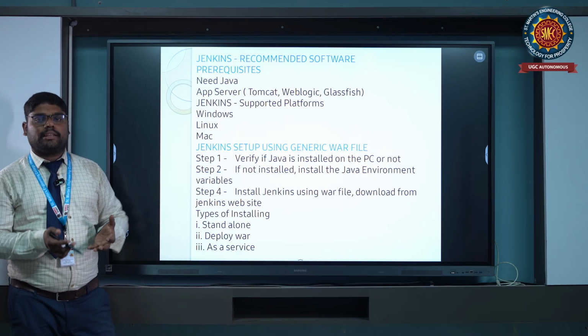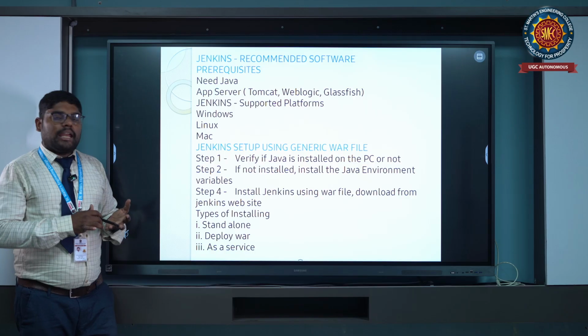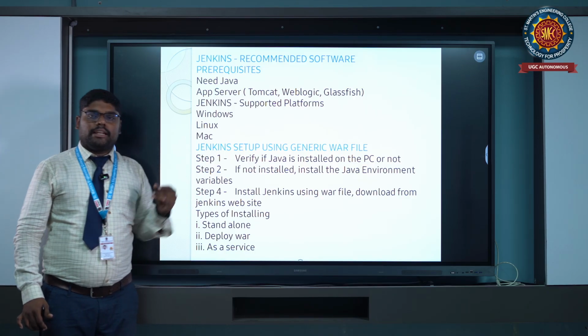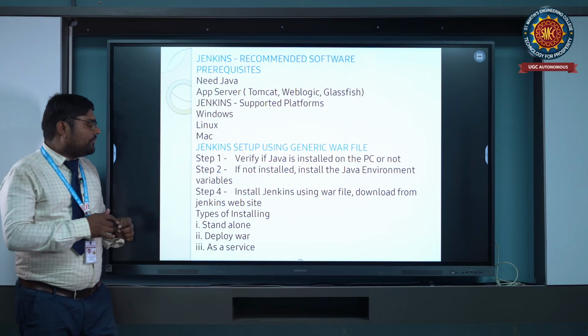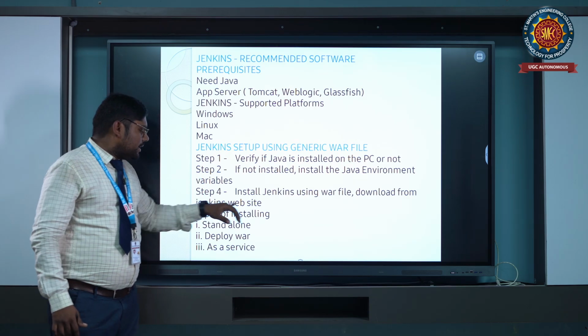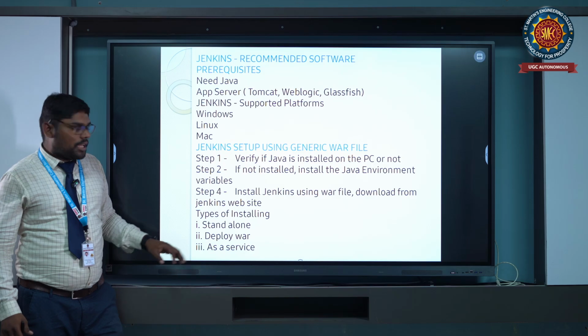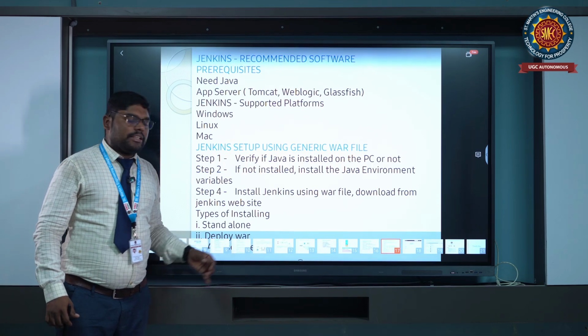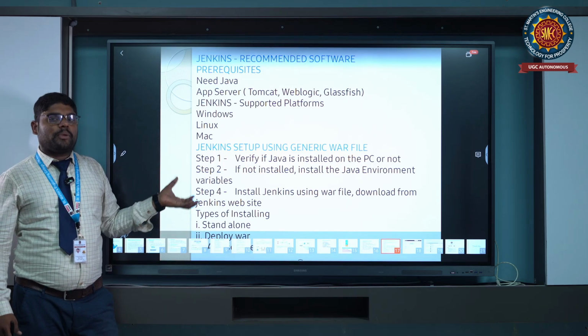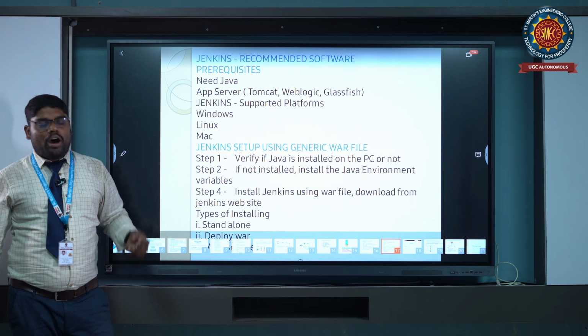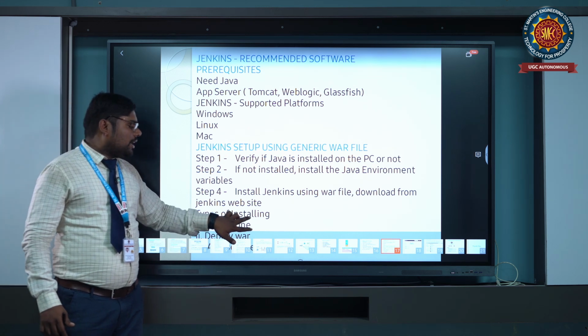There are three ways to install Jenkins on Windows and Linux: standalone, deployed, and as a service. Deploy means using the WAR file. First we go to the Jenkins website and download the WAR file. After that we install Jenkins.